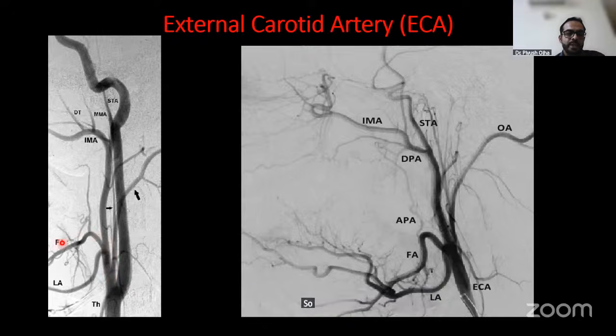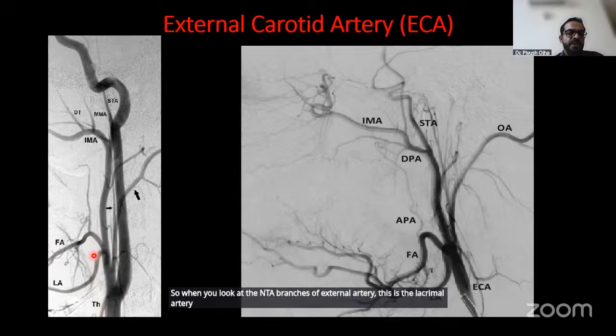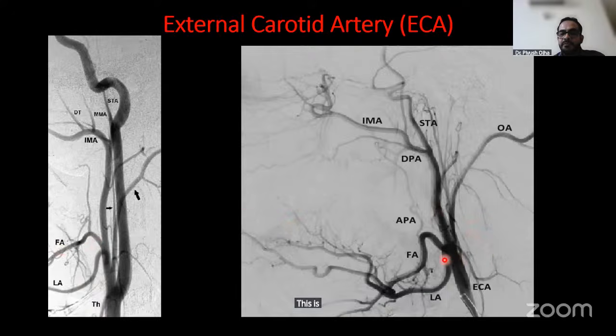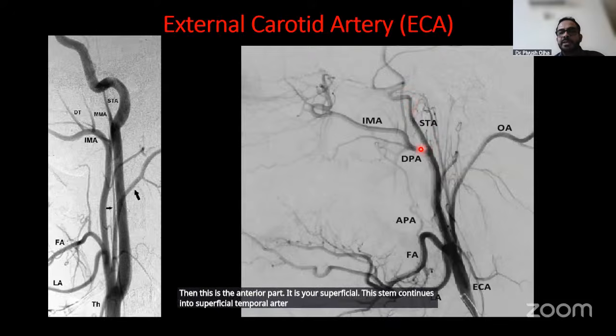So when you look at the anterior branches of the external carotid artery, this is the lacrimal artery, superior thyroid artery, facial artery. This is again a distal view. So first, the posterior-most branch is the occipital artery. Then this is the anterior part. This stem continues into the superficial temporal artery, and this is the anterior branch, which is called the internal maxillary artery. And then this is your middle meningeal artery, which we commonly use for middle meningeal artery embolizations.